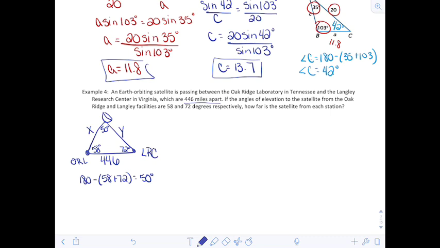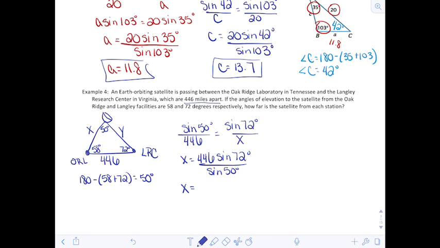So now I can use my law of sines. I have the sine of 50 degrees over 446 is equal to, let's do x, the sine of 72 degrees over x. So x is equal to 446 times the sine of 72 degrees, divided by the sine of 50. When we figure that out, we get 554 miles.